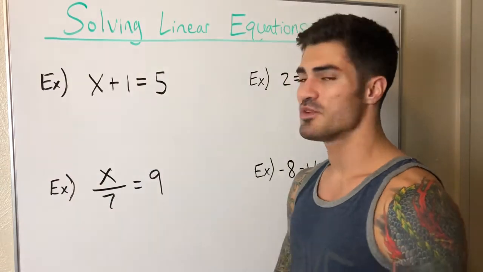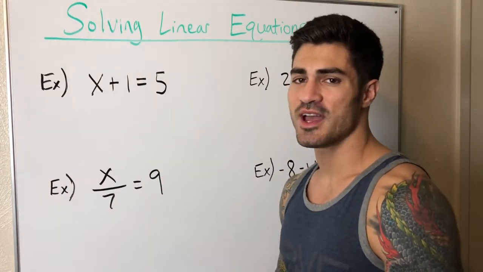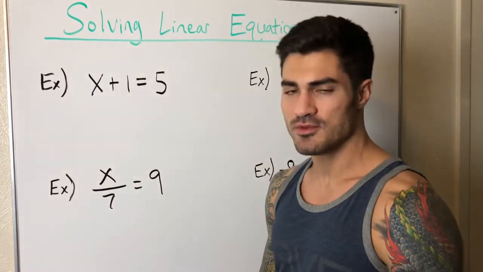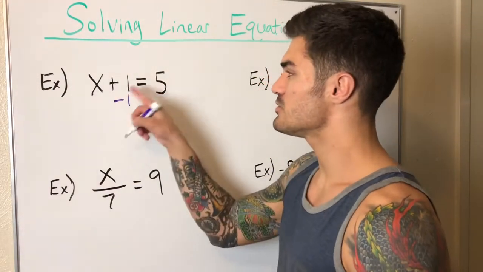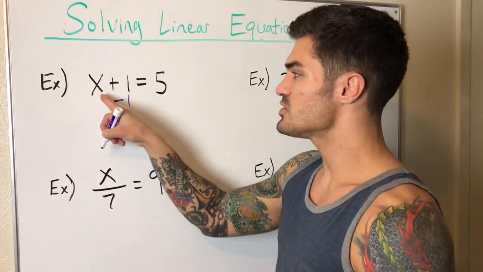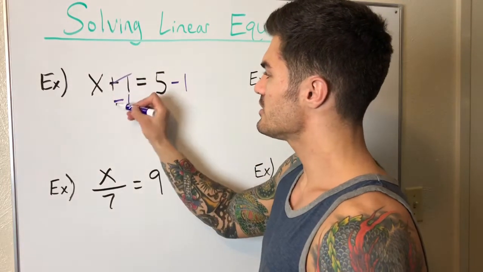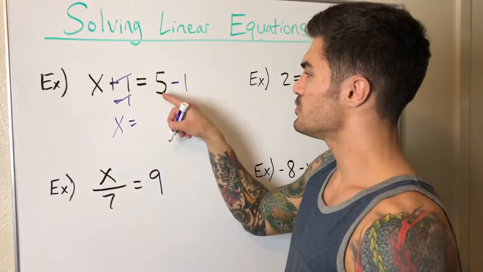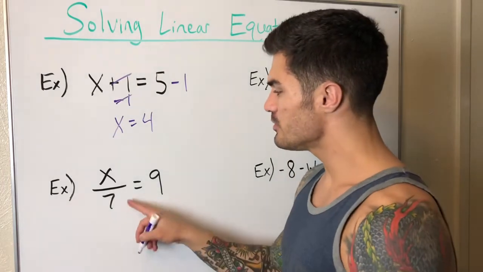X plus 1 equals 5. So remember our strategy, we need to get x by itself. X equals something, right? So how do I get rid of this plus 1? Well, I can minus 1, right? If I minus 1, it gets rid of that plus 1. But if I minus 1 to this side, I have to also minus 1 over here. So that gets rid of that plus 1. I'm left with x. And I'm left with x equals 5 minus 1, which is 4. Right? Not too bad.